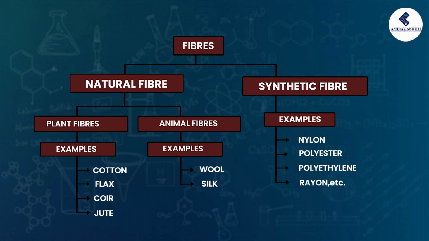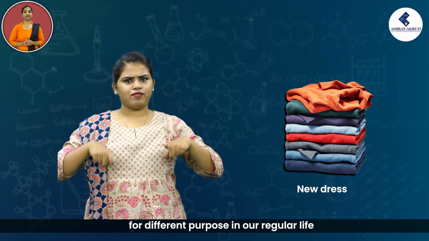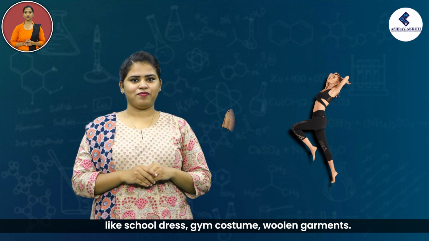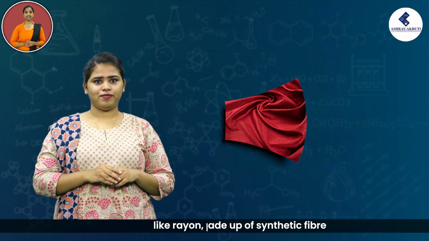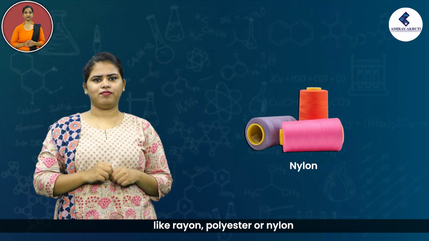We love to wear new dress. We use different types of clothes for different purposes in our regular life, like school dress, gym costume, woolen garments. Most of them are made up of synthetic fiber, like rayon, polyester, or nylon. By the way, sometimes they are made up of natural fiber also.